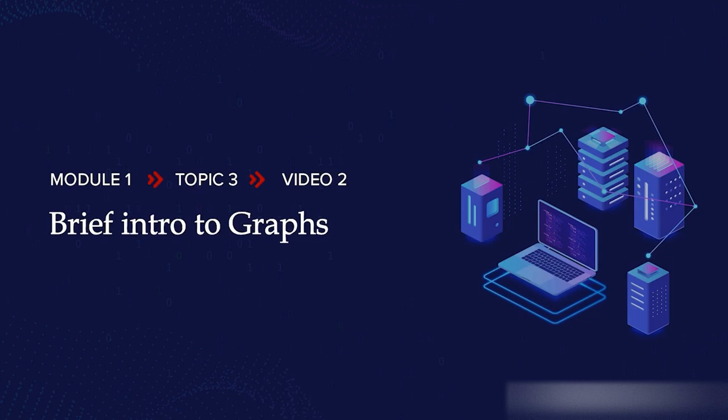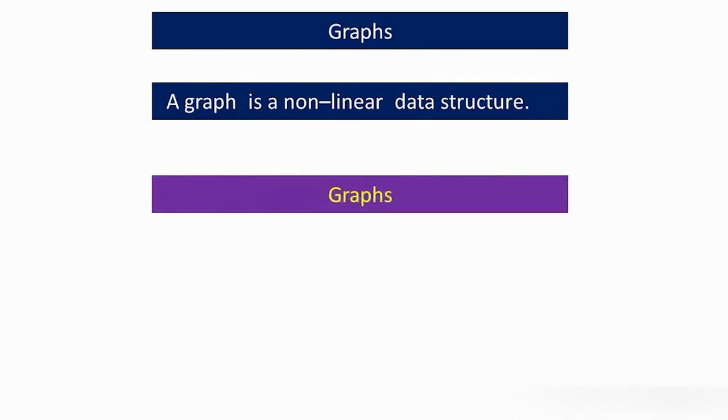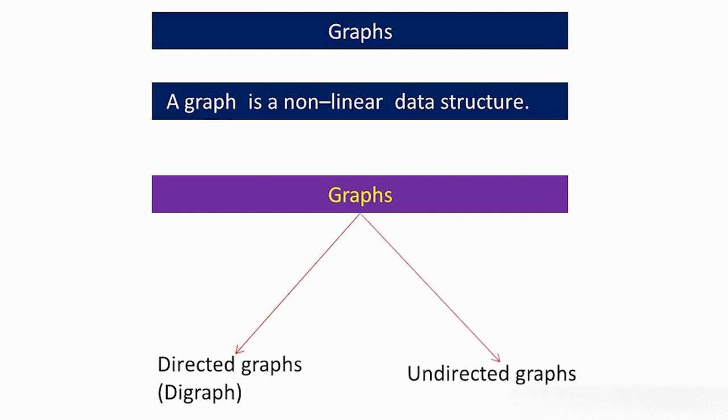So now in this lecture I am going to tell you about graphs. A very brief description of graphs I am going to give you. Now see, first thing you will have to know is a graph is a non-linear data structure. It's not a linear data structure like arrays and linked lists. So graphs can be categorized into two categories. The first one is directed graphs, which is also called digraph, and another one is undirected graphs.